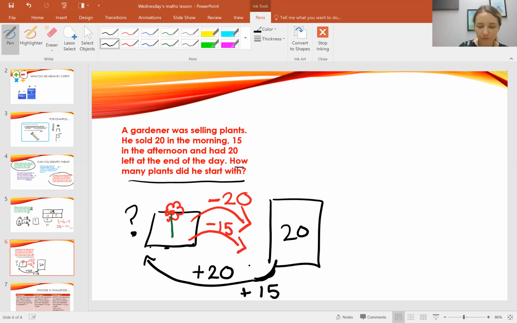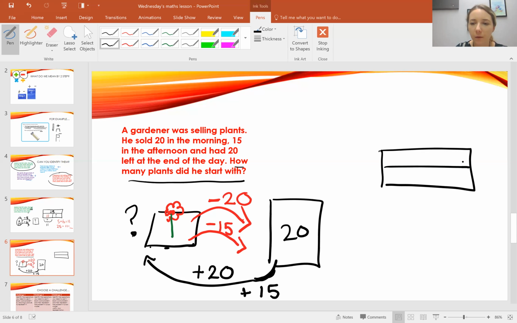So we know that the number of plants he started with is the number that we don't yet know. So that's the question mark at the top. That's the number that we don't know. But we know that 3 numbers make that total. He was left with 20 at the end.